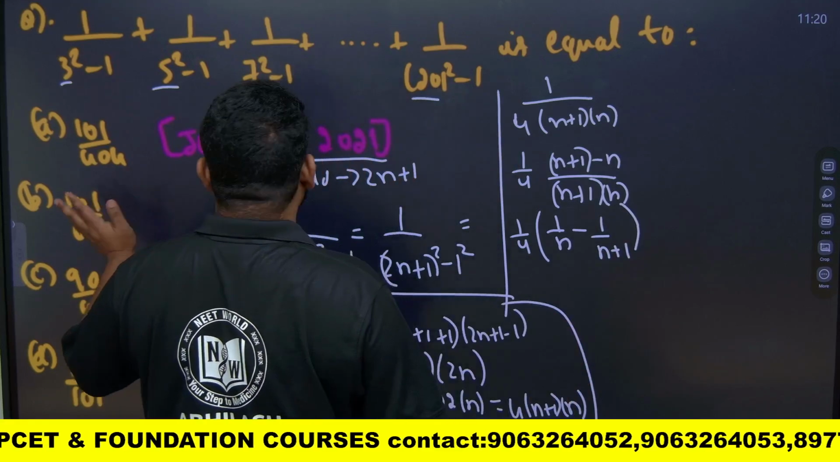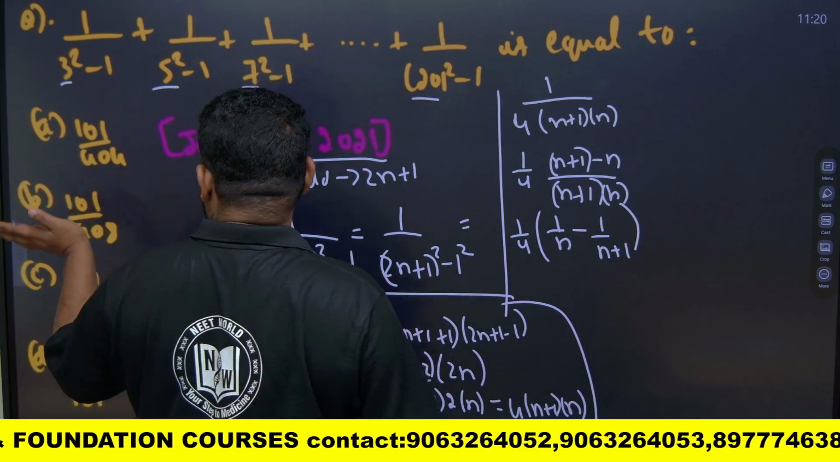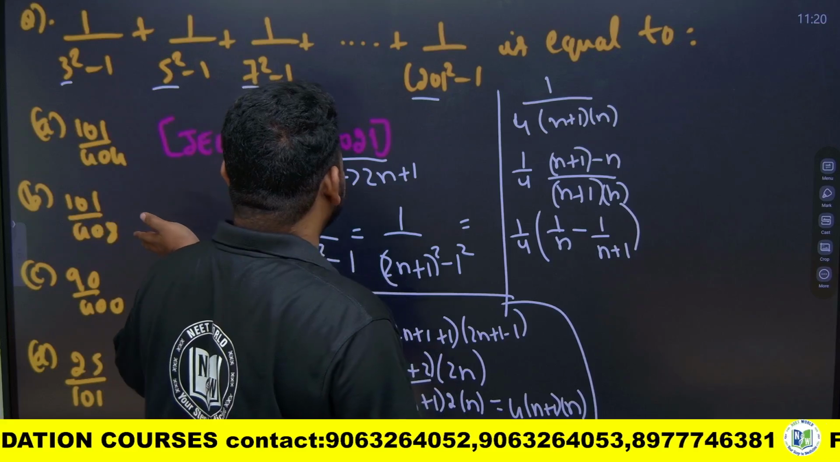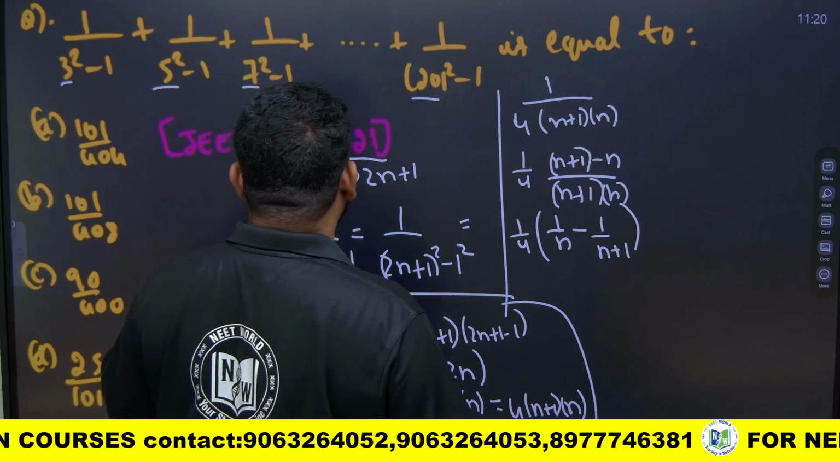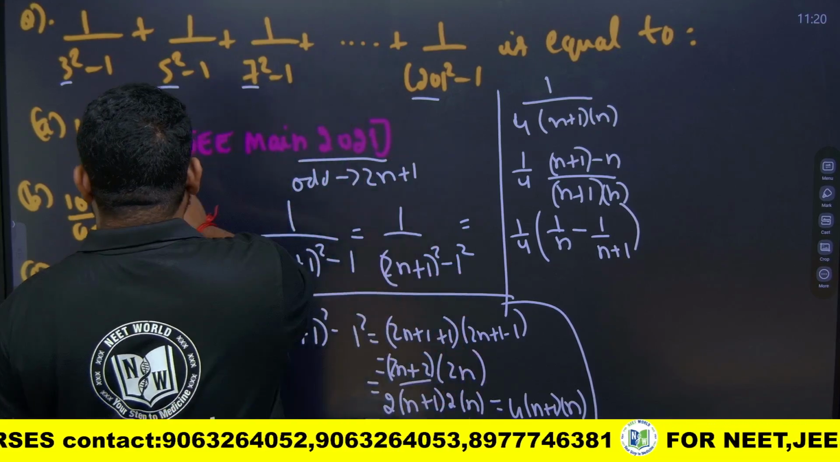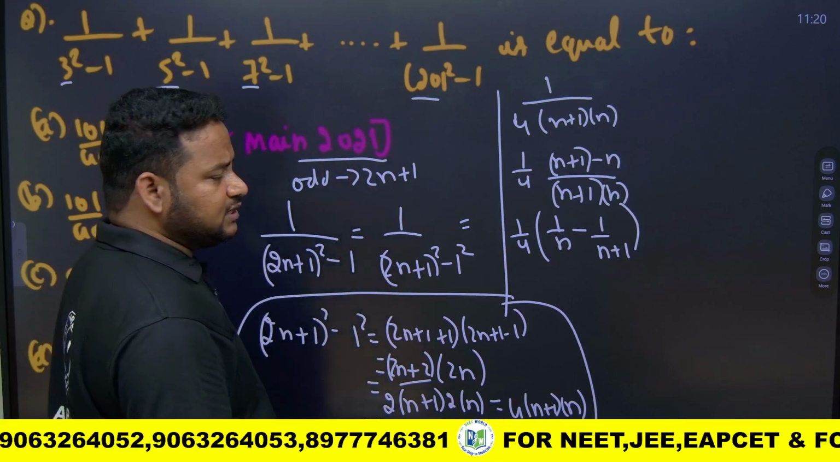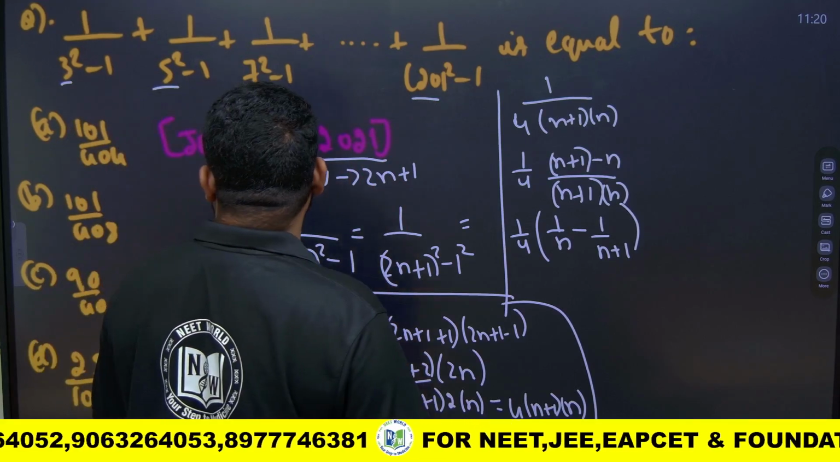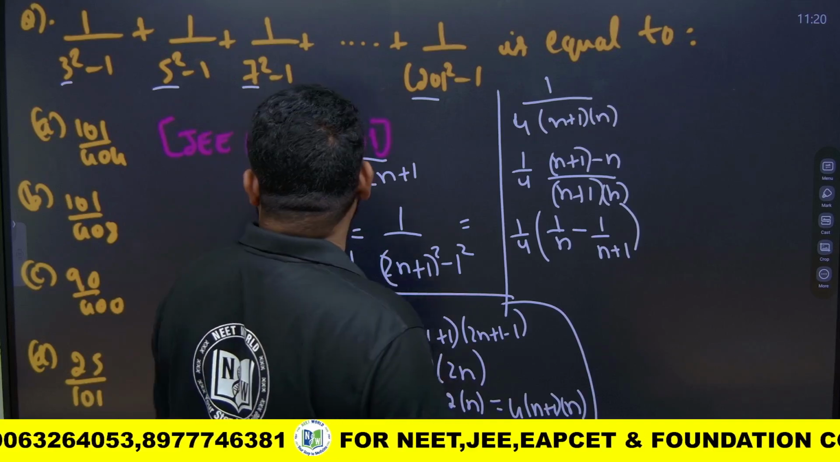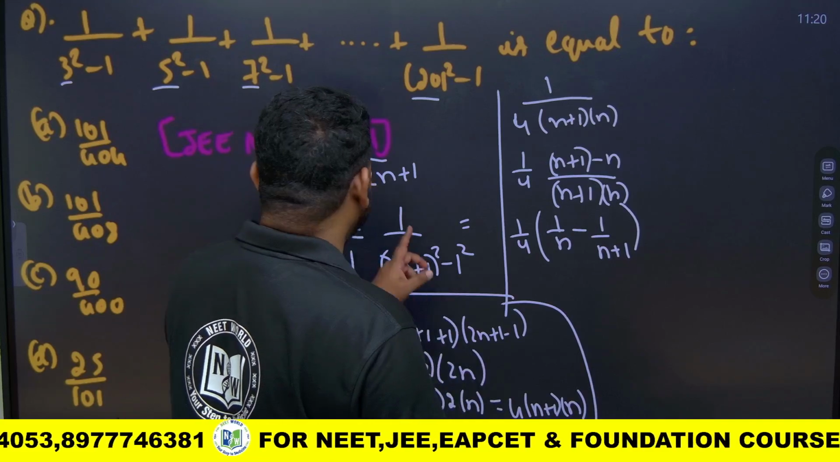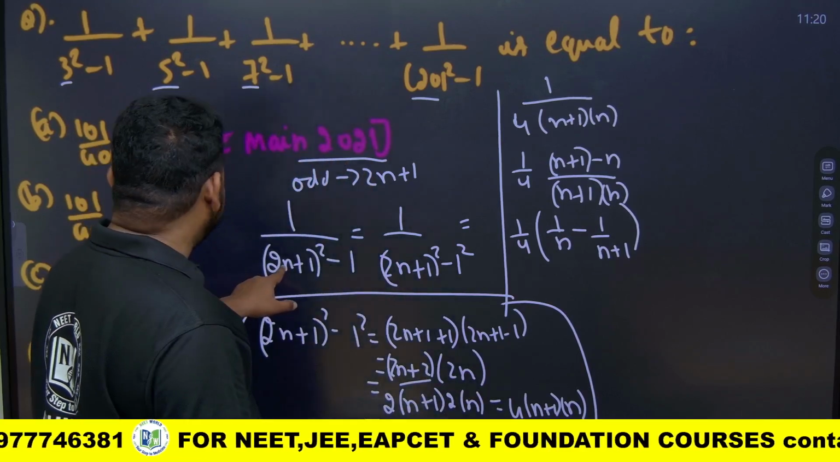They are telling summation up to how much? They are telling up to 201 square. So I have to write it as, if I have to get 201 square, I have to put n equal to what? Here n will be equal to 1.